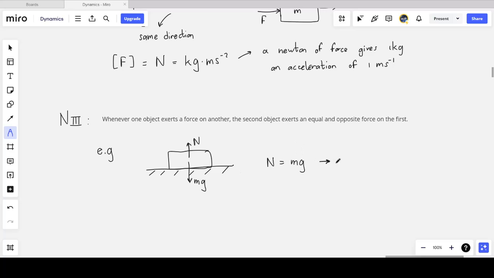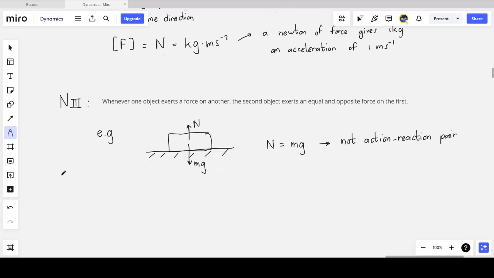However, this is not an action-reaction pair. Well, firstly, they're not of the same type. The normal reaction force is a contact force, but the weight is a gravitational force. So they're not of the same type. Secondly, they both act on the same object. They're both acting on the box.